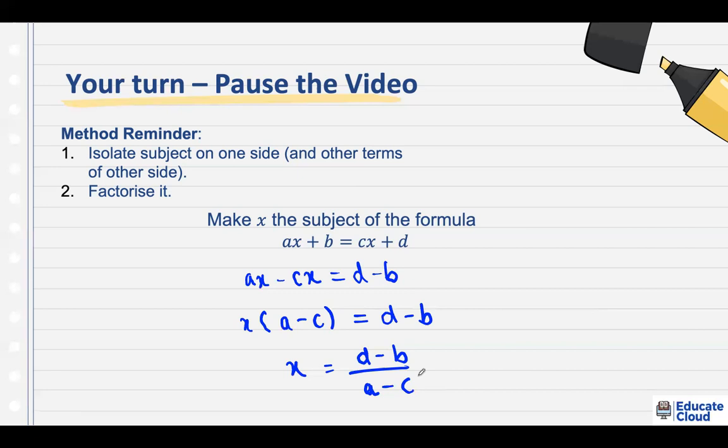And so you've isolated the subject on one side and the terms on the other side and then factorised. You only really use this method when you've got x's appearing multiple times, then you can factorise them to make it all appear once. So I hope that made sense. This would make more sense if you watch the factorising video. But yeah, all right.